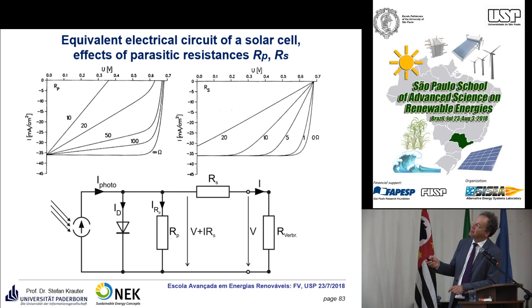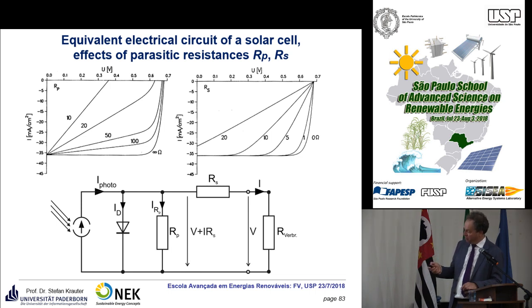If this is getting lower, for example here 100 ohms, then the voltage almost stays the same, but the current is reduced because we have some current losses inside here. And then the power output is also reduced. This shows how this impacts the power output. Here we have the same, but for the series resistance, which is related to the contacts. If we have massive contacts, then the series resistance is almost zero, so we would have a curve like this one. If we have high series resistance, we lose some voltage here, because of the voltage loss over that resistor. And this reduces our power output.